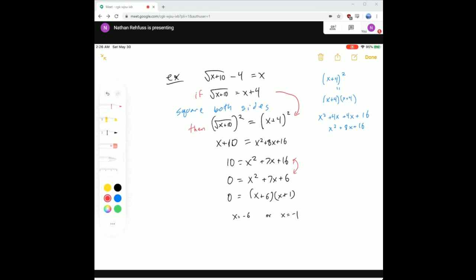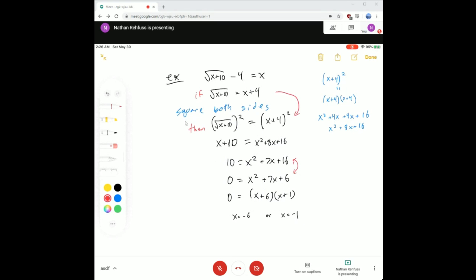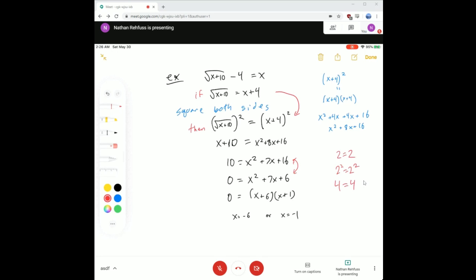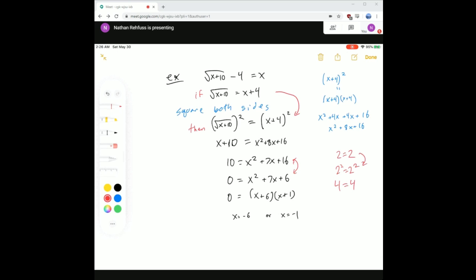Here's the problem, though. If I tried to go from line 3 back to line 2, when you take the square root, the property says there's a plus or minus. Let me put it this way. Let me do an example. I could say 4 equals 4 comes from 2 squared equals 2 squared. And that's true. Since 2 equals 2, I can square both sides and get 4 equals 4. So since this is true, that's true. And since that's true, that means this is true.